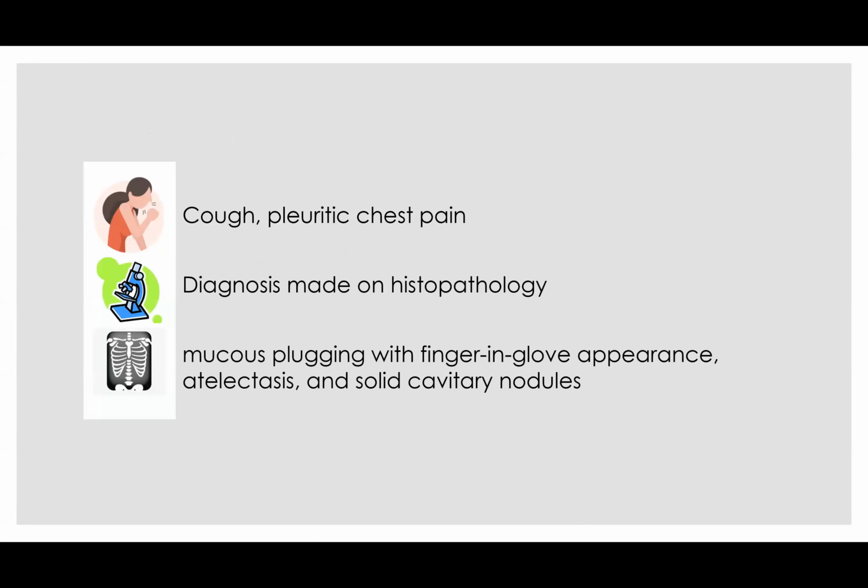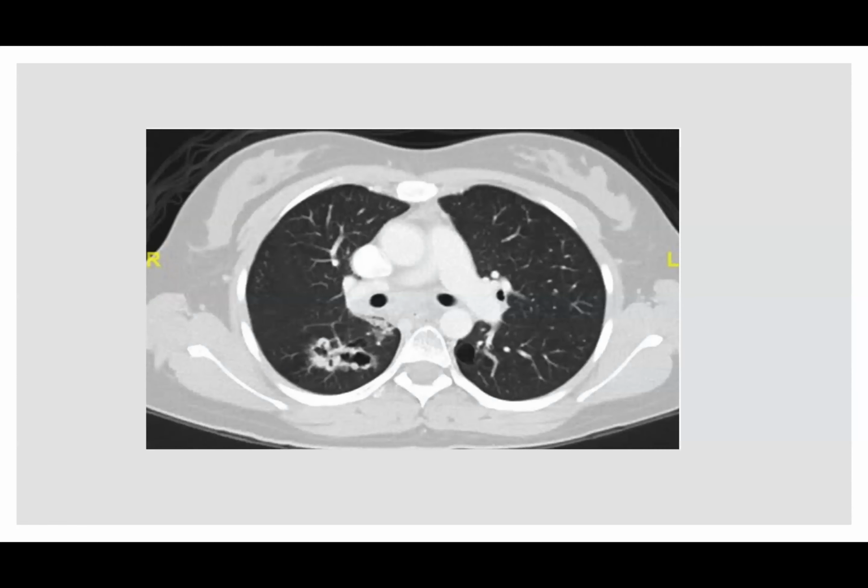Symptoms are, again, non-specific respiratory symptoms, and the diagnosis is usually made by means of a transbronchial biopsy. Radiographic features would include mucus plugging with what's described as a finger-in-glove appearance. Patients may also have atelectasis, and they may also have other solid or cavitary nodules. Pulmonary nodules can range from about 0.5 centimeter to about 5 centimeters in size, so they can be quite large nodules. So this is an axial CT scan demonstrating a thick-walled cavity with an irregular nodular margin, and this is due to tracheobronchial papillomatosis.